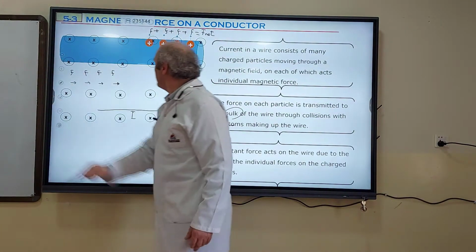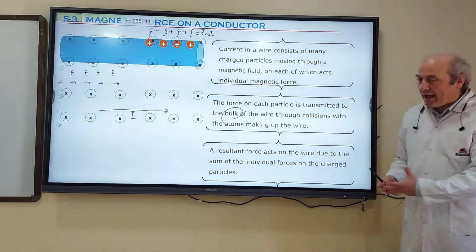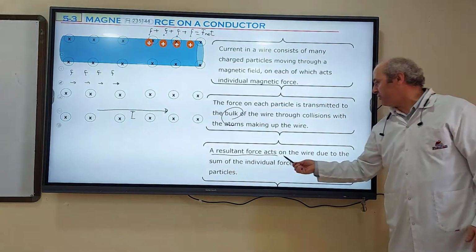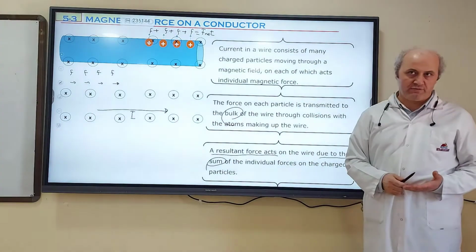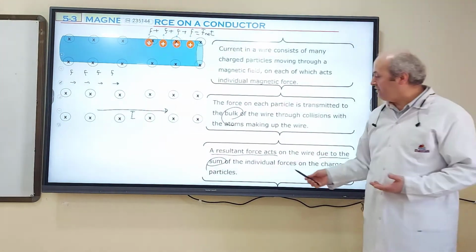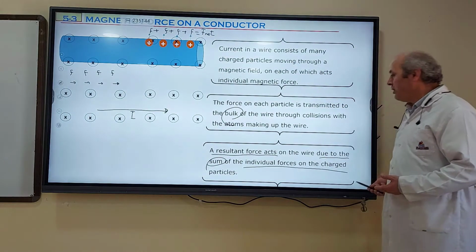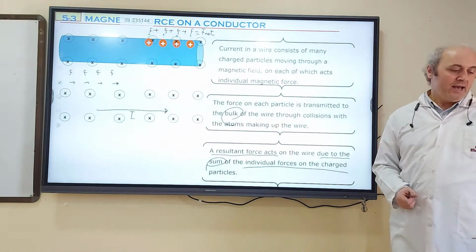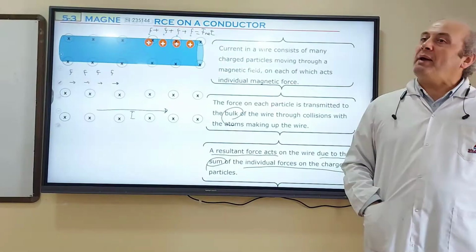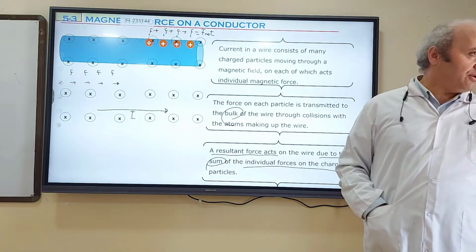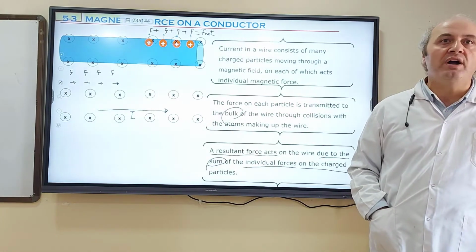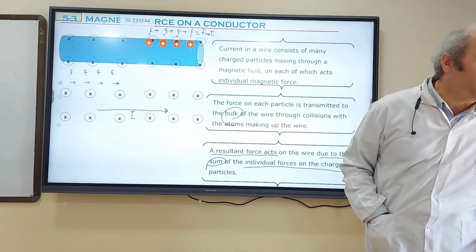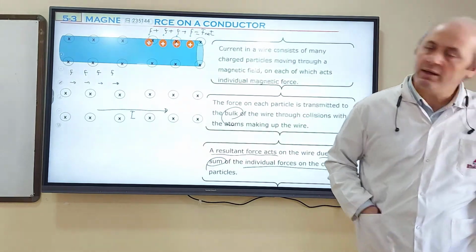And after that, we are going to add them. When we add them, a resultant force will act on the wire due to the sum. What does sum mean? Addition of them. We will add them all, and we will find a resultant force acting on the charged particle. Yeah, the origin of the magnetic force acting on a current carrying wire is the magnetic force acting on the charges which are moving inside the conductor.